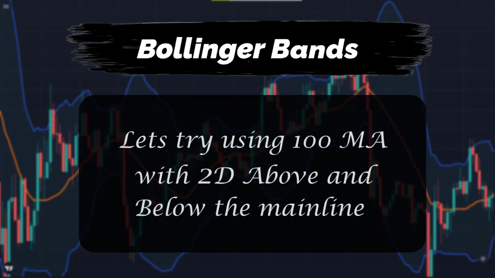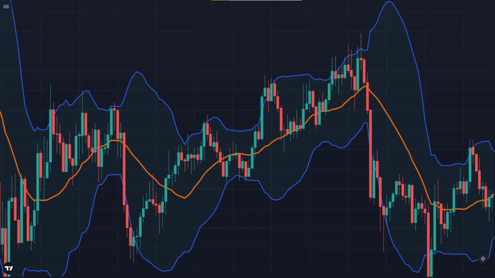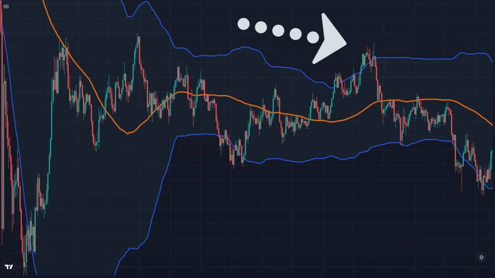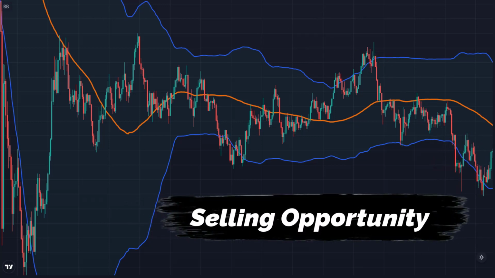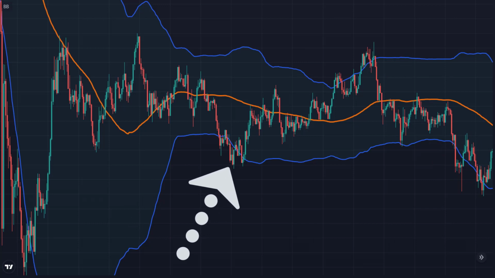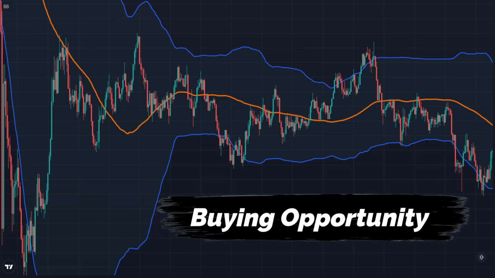For example, let's set the Bollinger Band on a 100-period moving average with two standard deviations above and below the main line. When the price is trading above the upper band, it means the price is stretched upwards, and we can expect a down move. So we'll look for selling opportunities. On the other hand, when the price is trading below the lower band, it means the price is stretched downwards, and we will look for buying opportunities.